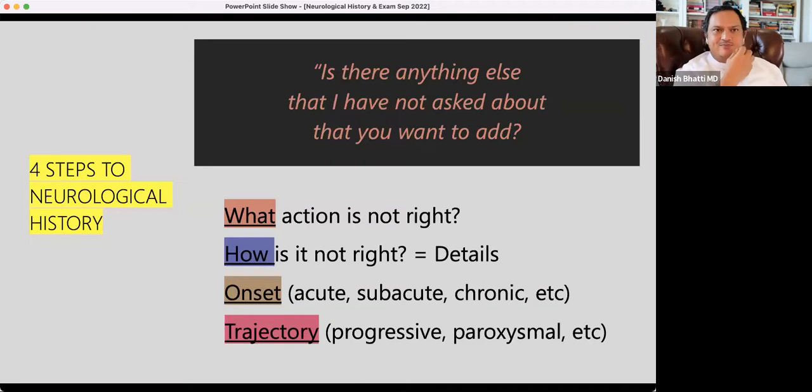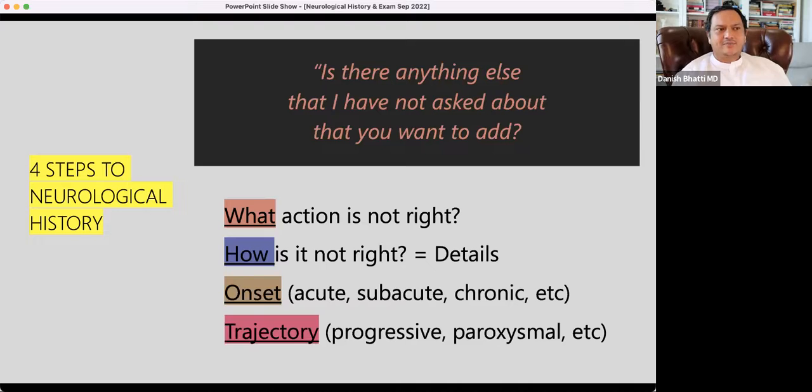And then here's a very important tip to remember, that anytime you have obtained the 4 components of neurological complaint, always ask the patient, is there anything else that I've not asked about that you want to add, or is there anything else you would like to add to this? Because the history is obtained so complex, and a lot of time we end up with direct questioning. The patient will not answer if you don't ask for it, and you may forget to ask, or it may not make sense for you to ask.